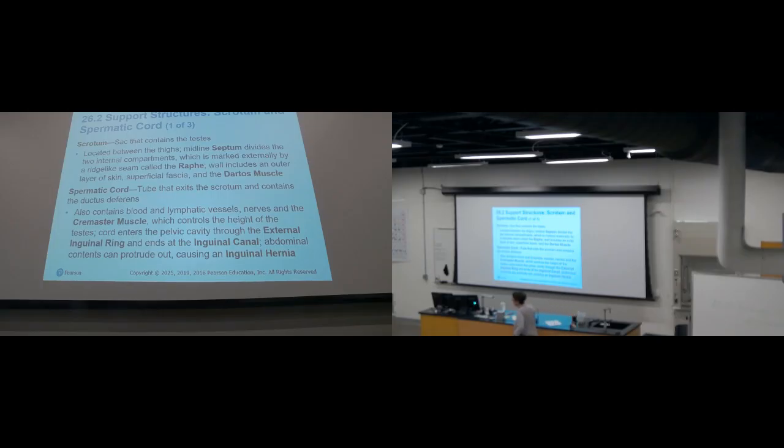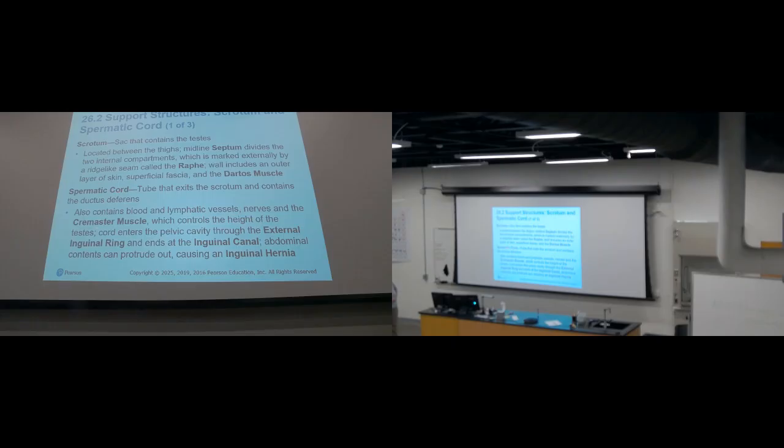Spermatogenesis has to happen at a cooler temperature than body temperature, usually 1 degree Celsius less than body temperature, because the spermatogonia can undergo spontaneous mutations under higher temperature.